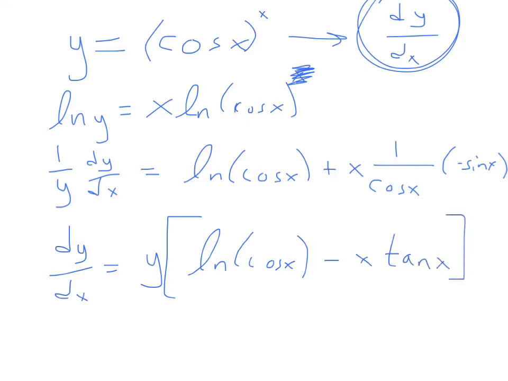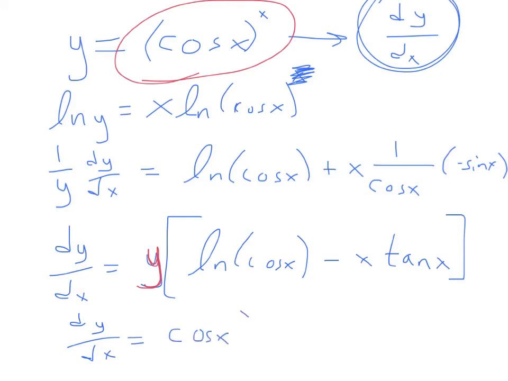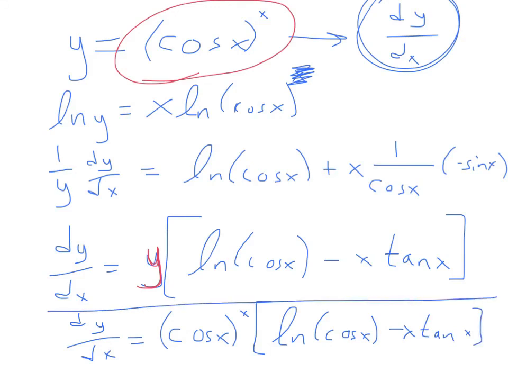And the very last step is us recognizing that we know what y is. In the beginning of the problem, we declared that y was going to be cosine x raised to the x power, so in the end, my dy dx ends up being cosine x to the x power times the natural log of cosine x minus x tangent x. So this is a problem where we absolutely had to use logarithmic differentiation. We didn't have a choice.